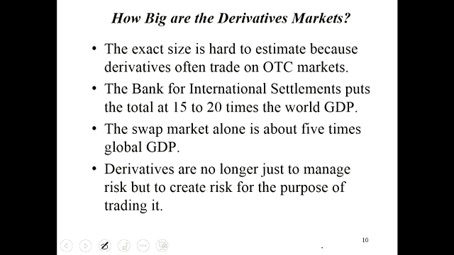Now, how big are these markets? This is an interesting question. It's actually really quite hard to work out because a good chunk of them are in the over-the-counter market or the dealer markets, and there's no central exchange that knows exactly who owns what. But the estimate, from the Bank for International Settlements, is that the derivatives markets' nominal value is somewhere between 15 and 20 times the world's GDP.